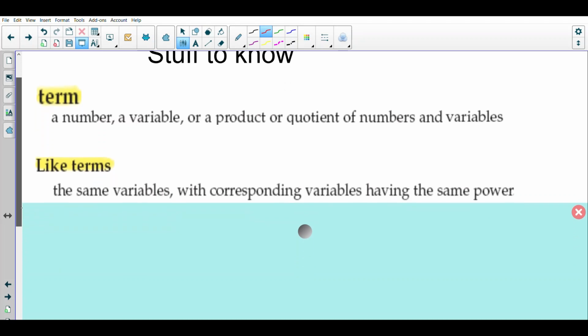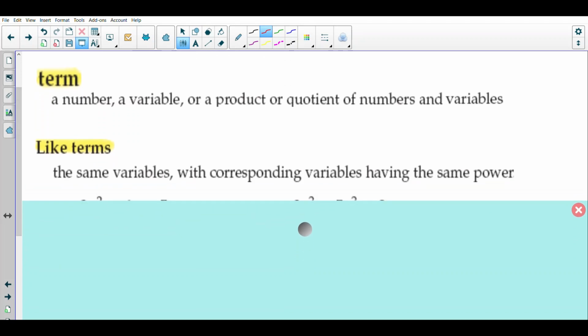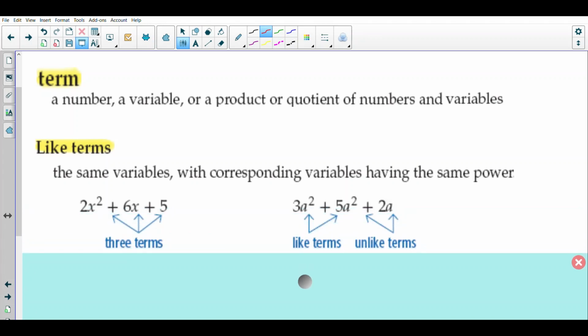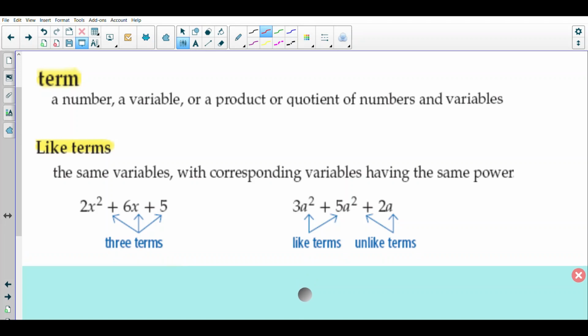Then we have what we call like terms. These are the same variables with corresponding variables having the same power. Or I like to say having the same variable power. So they have to have the same variable and they have to have the same power on those variables. So here you can see we have 2x squared plus 6x plus 5. Each one has a combination of a variable and a number, so that would make them all separate terms. And the plus signs or the minus signs will separate terms.